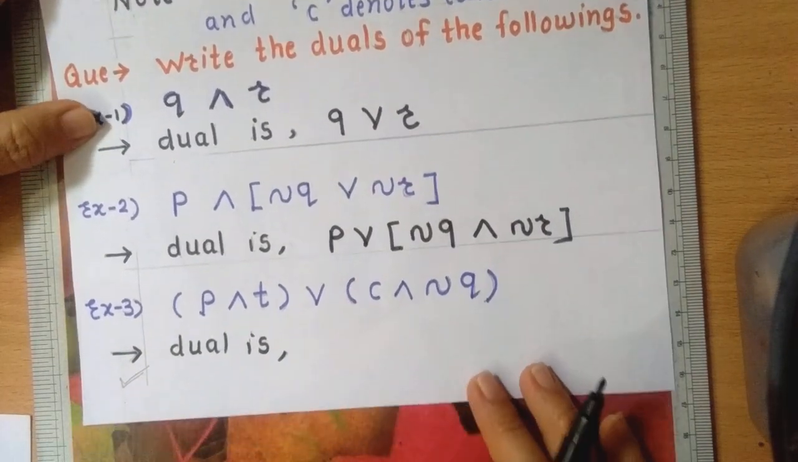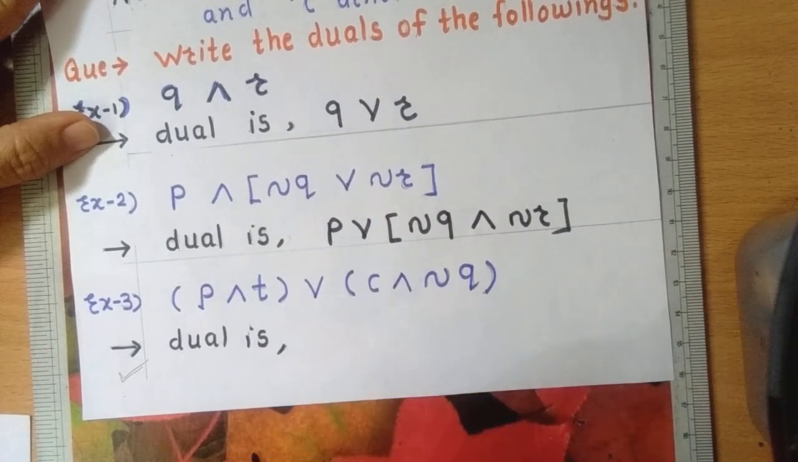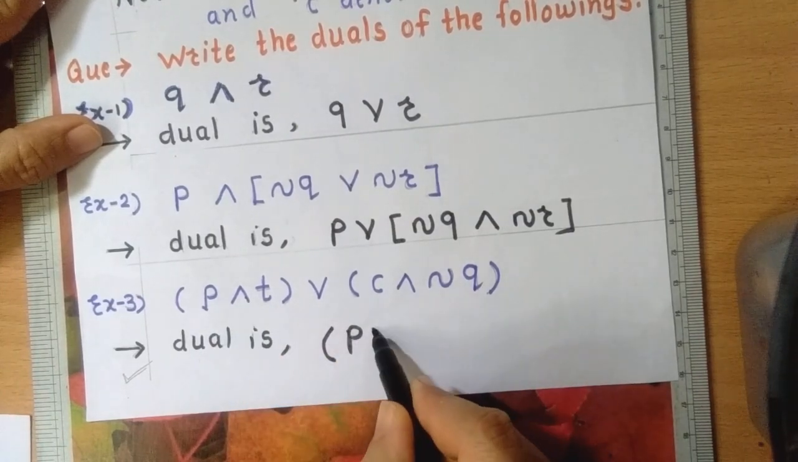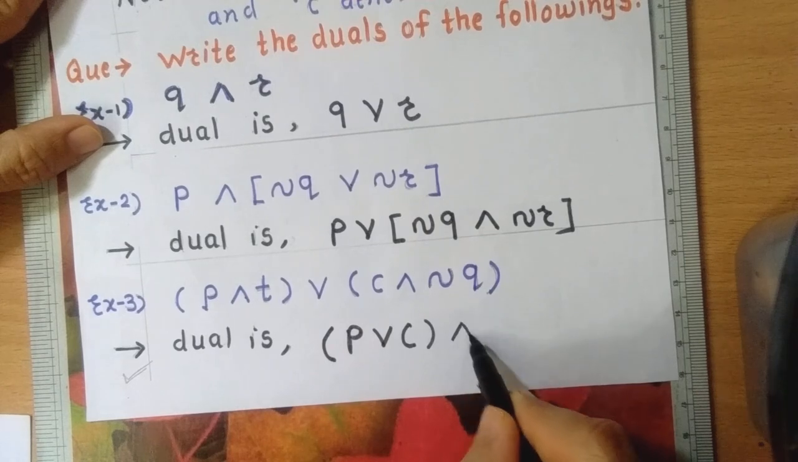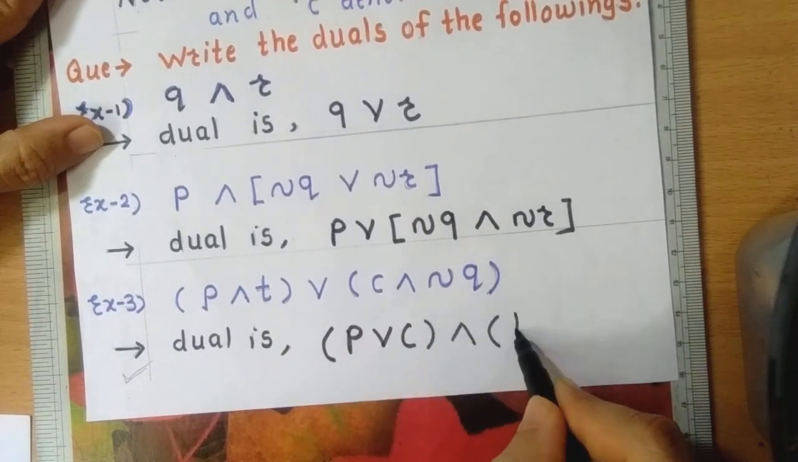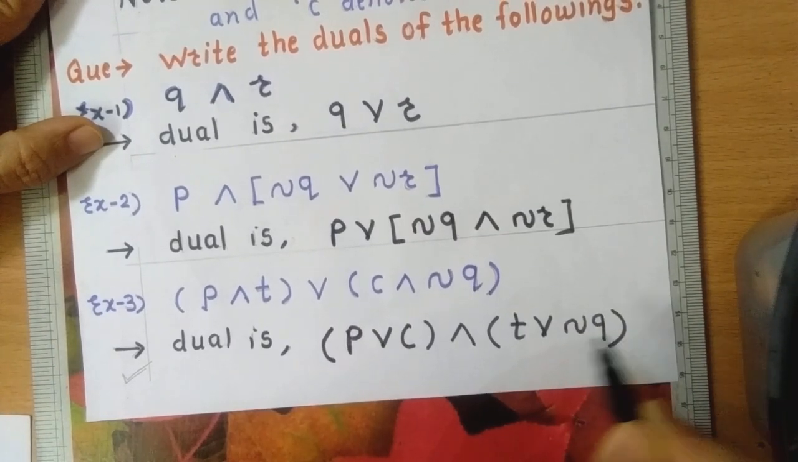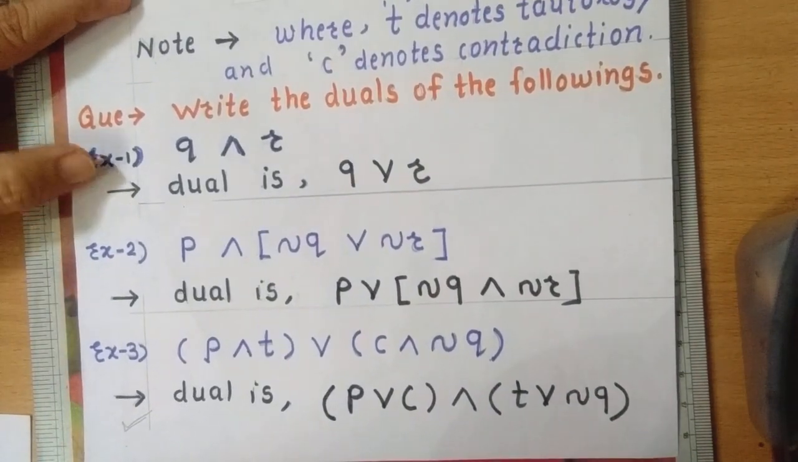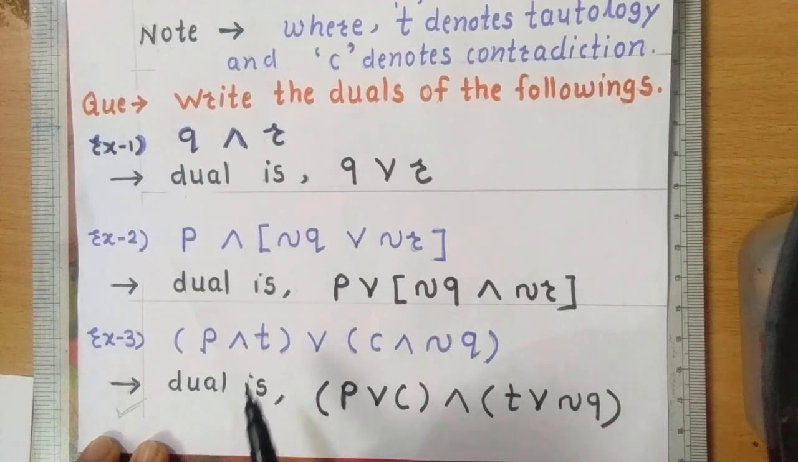And next example again, P conjunction T, disjunction, C conjunction negation Q. Here also in the bracket, P as it is, change conjunction to disjunction, change T to C, bracket complete, again conjunction, bracket, change C to T, conjunction to disjunction, negation Q as it is. This is the dual of the given statement pattern. And in the same way you have to solve the remaining examples. These examples may come in the board exam for 1 or 2 marks.